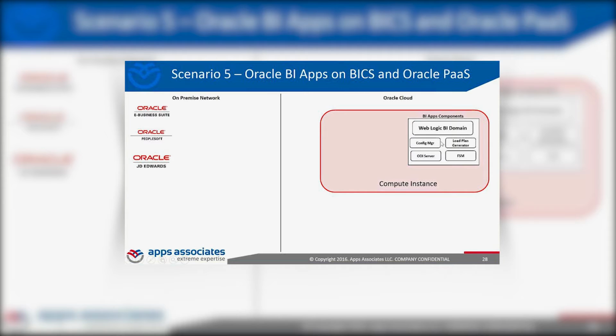You'll have a WebLogic domain, the configuration manager, where you do all the configuration for those applications, functional setup manager where you do things like set up how the chart of accounts will be rendered, what your aging is for receivables, all those good kind of things that you do for on-premise analytics. The load plan generator is about ETL loads. And the ODI server, and that's important, this compute instance will be running Oracle Data Integrator, the full-fledged ETL tool from Oracle.